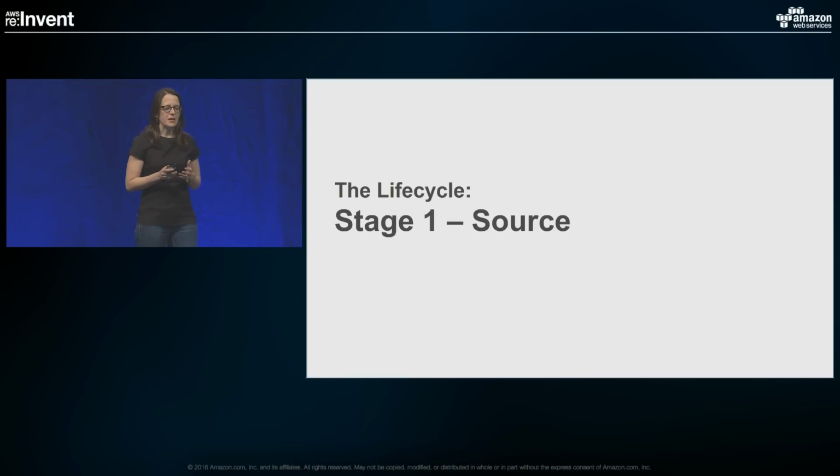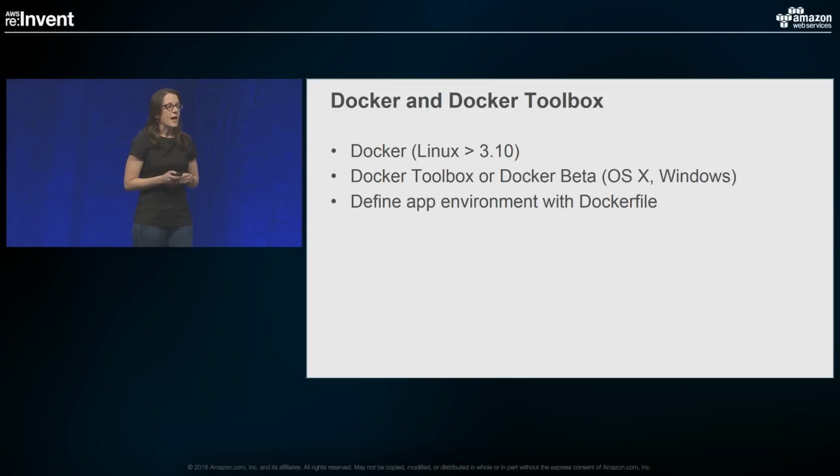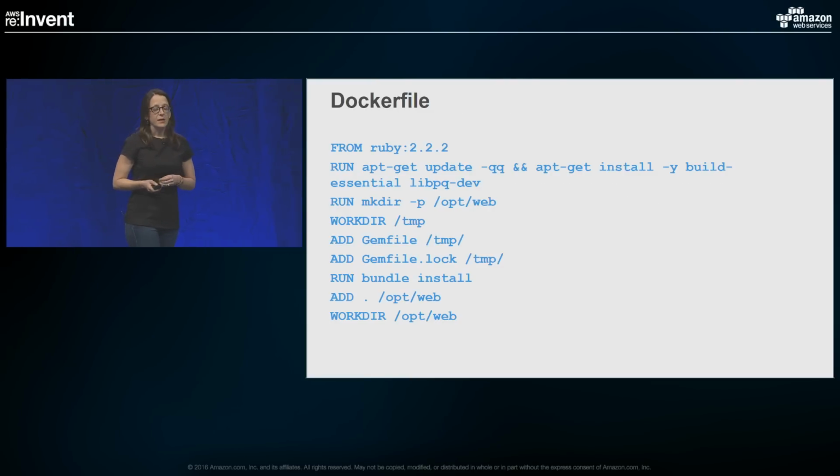So let's review the application lifecycle doing software development. First, of course, we start with our source code and working on our source code. If you're going to write code with containers, first and foremost, you're going to be using Docker and the Docker Toolbox. And you'll define your application environment with a Docker file. Here's an example of what a Docker file might look like.